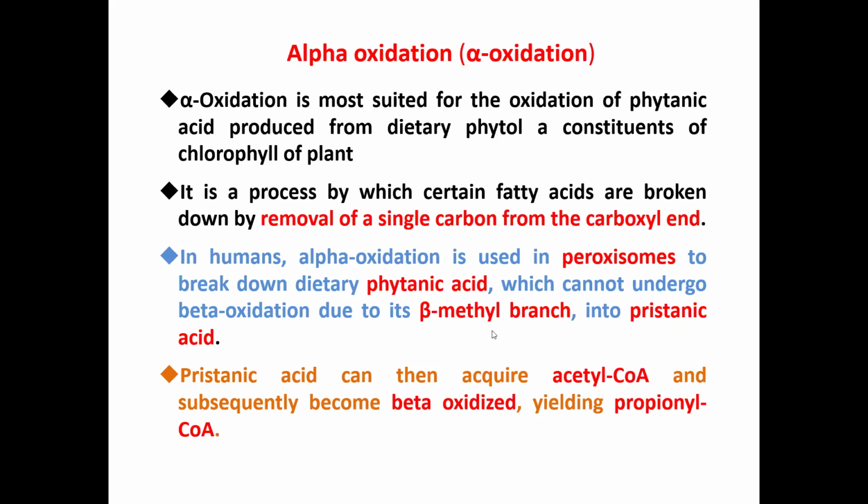Because of this methyl branching, beta methyl branching, and as beta methyl branching is present in the chain, beta oxidation cannot proceed here. For this reason, this beta methyl branch should be released by the alpha oxidation process. So alpha oxidation usually happens in some microorganisms, and obviously when you consume a much larger amount of chlorophyll, such alpha oxidation is happening.